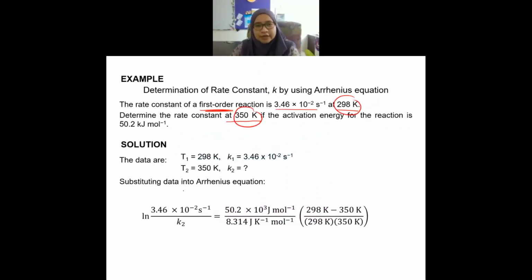So you substitute into the formula. Again, I would suggest everyone to write the formula first, before you substitute, unlike what we have in the answer here, which substitutes directly. I would suggest you have the formula first: ln K1 over K2 is equal to negative EA over R, 1 over T2 minus 1 over T1.